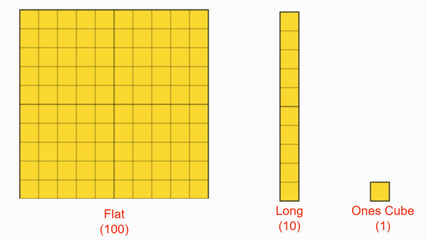So here are the basic base 10 blocks that we use, right? We have our ones cube, we have our long, which is 10 cubes, and then we have our flat, which is worth 10 of the longs. So a ones cube is worth 1, a long is worth 10, and a flat is worth 100.